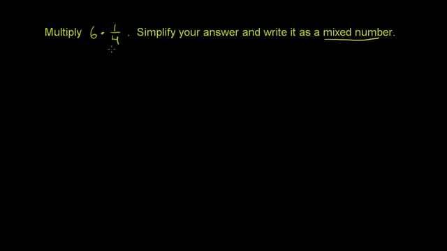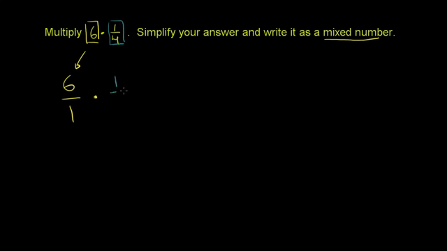The key insight you need here is that any whole number can be written as a fraction. We can rewrite 6 as 6 over 1, right? 6 divided by 1 is 6. 6 ones is 6. Depending on how you think about it, this is exactly the same thing as 6. So we just rewrote our whole number as a fraction. You can do that for any number. 10 is the same thing as 10 over 1.